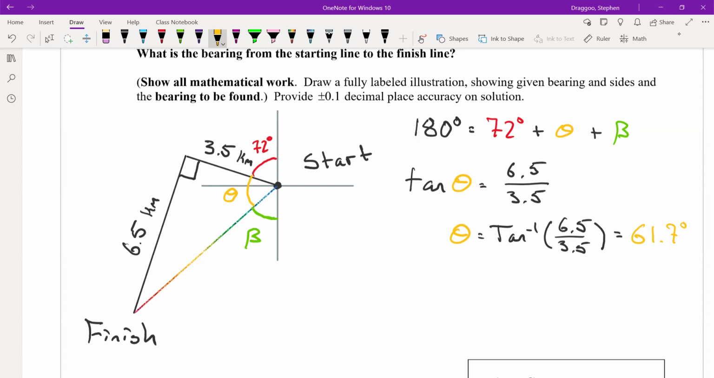Once I've got that, come back to the original equation I had and solve it for beta. So 180 minus 72 minus 61.7. And again, I think you could do all that in a calculator. I got 46.3. And that's in degrees.